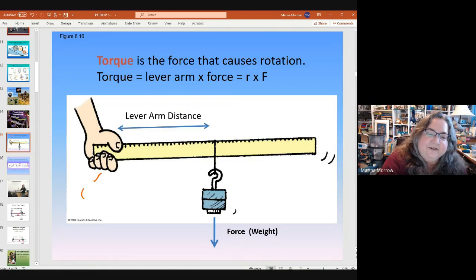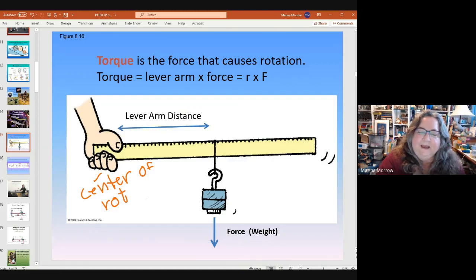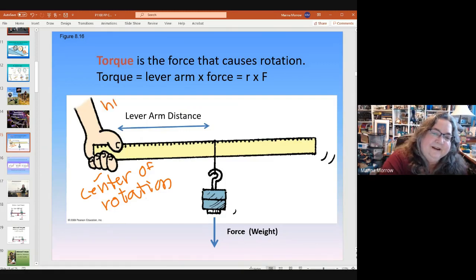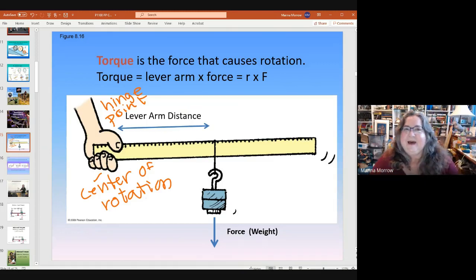So here's your center of rotation. Or if you're doing some things, they might call it the fulcrum. But anyway, that's the point where you're rotating around. I also sometimes call it the hinge point, because like a door swings around on a hinge. So that's another way you can think about it.